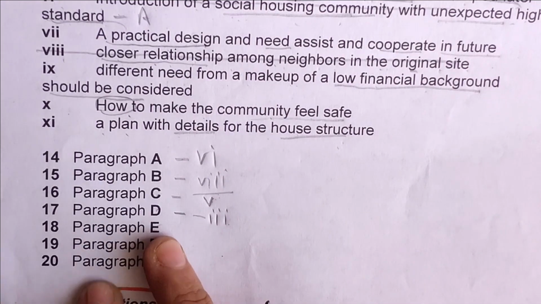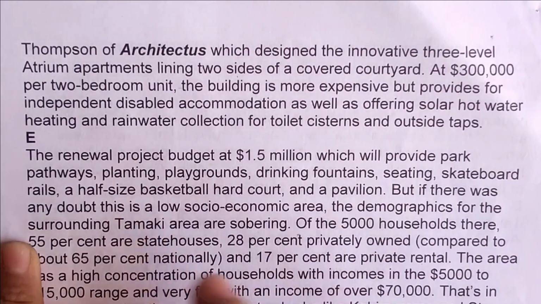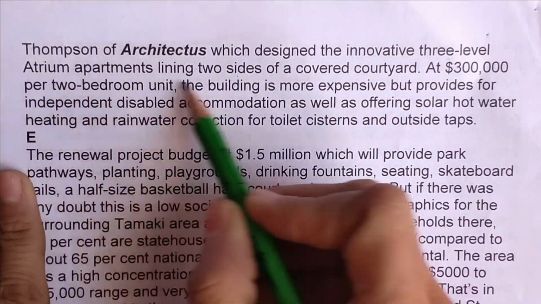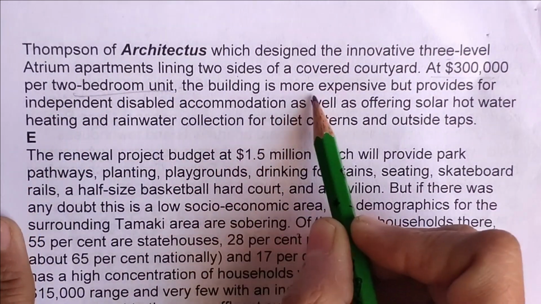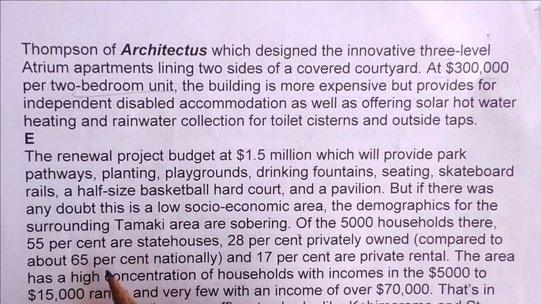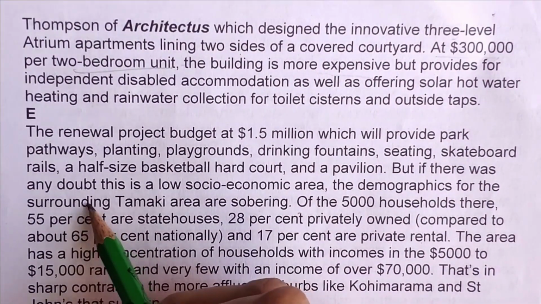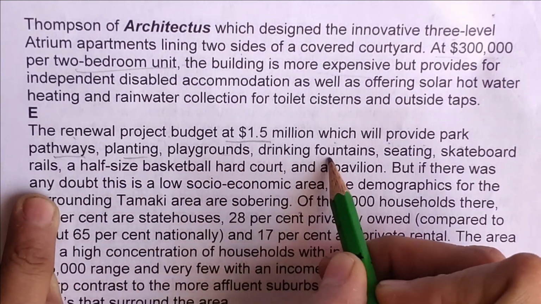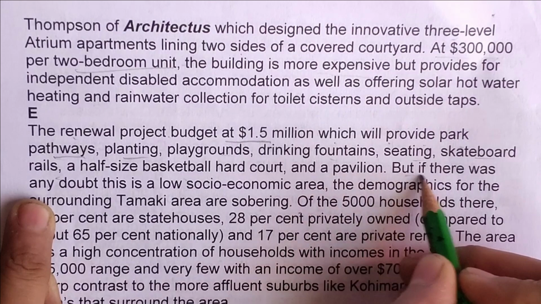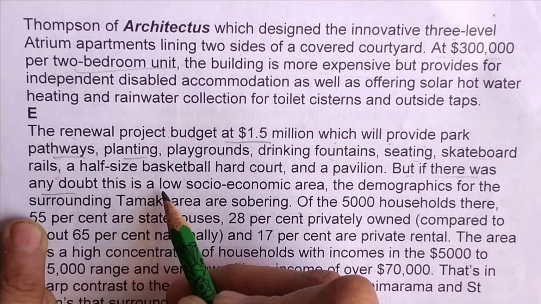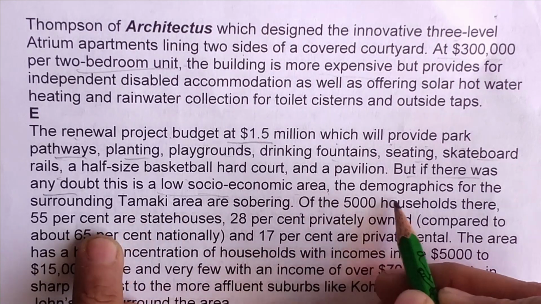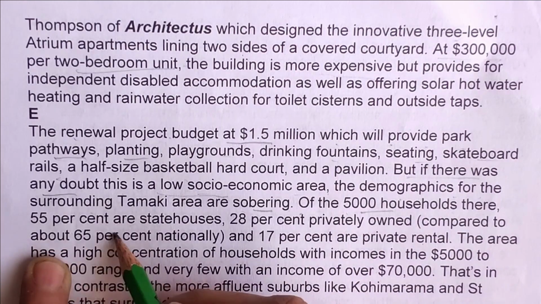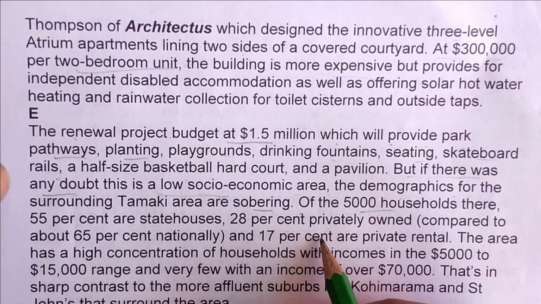Yeah, let's move on to the E paragraph. Now this is my E, and this was also part of D paragraph. Okay, 300 level, countries to 2 bedrooms. So everything they have given like that. Detail they have provided in D paragraph. Now E, renewable project budget this, which will provide park pathways, planting, playground, fountains, seating and half. But if there was any doubt, this is a low socio-economic area. The demographics for the surrounding area are sobering. Over 5,000 households there, 55% are state, 28% privately owned.